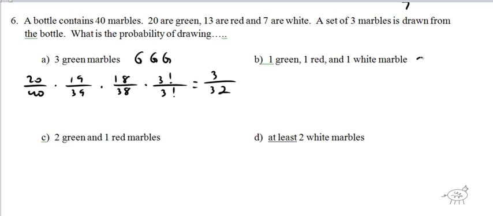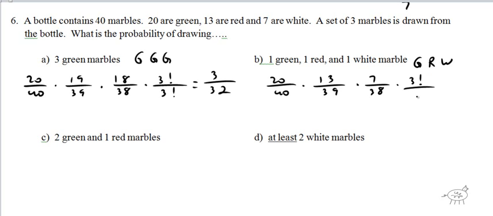Okay, a green, a red, and a white. So green, red, and white. Okay, it's going to be 20 over 40 times 13 over 39 times 7 out of 38. Again, that bottom number is being decreased because we keep using a marble. And then it's 3 letters, and there's no repeats, so it's divided by 1. And that gives you 7 over 38.